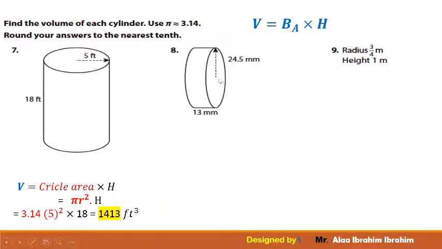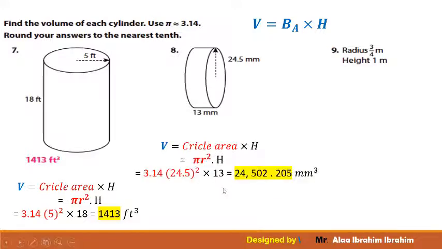Now how to find this? This is the radius, and this is my height, the distance between this circle and the other circle, if you can imagine it here. So this is my height. The same way, I have circles, pi r squared times height. I change my radius to 2.5, I multiply power 2, multiply by height, multiply everything here, and it gives me this result.